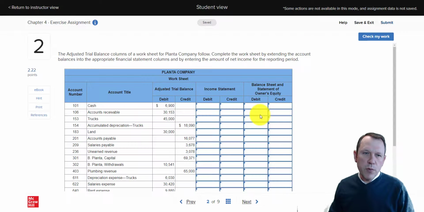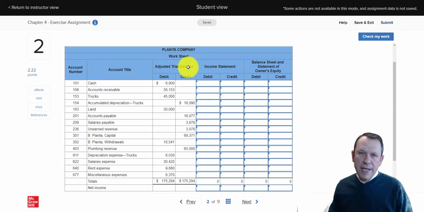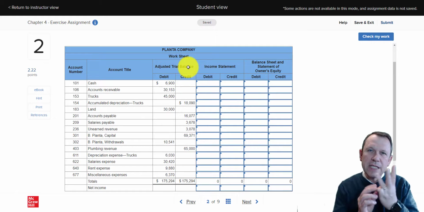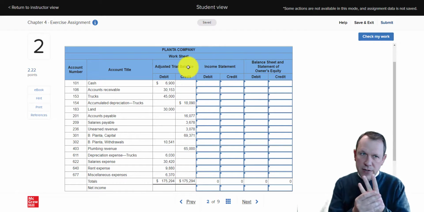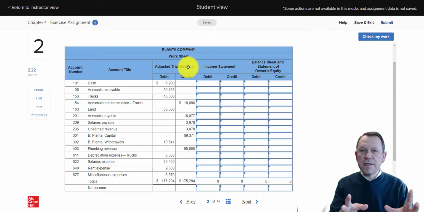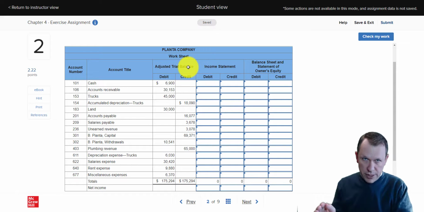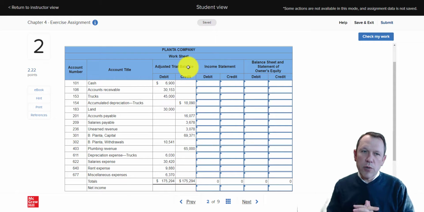As we move over to this one, again, we're doing the adjusted trial balance. We're going to have basically 3 worksheets in this exercise assignment that will help you work through the whole accounting cycle. This is the first one. Really, this is a snapshot of the ending of the worksheet. It's not going to have adjustments on it. It's not going to have the unadjusted trial balance. We're going to start here with adjusted trial balances. This is what you do with this.